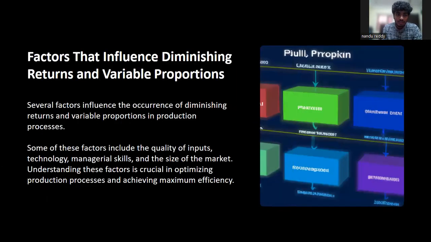Then we'll see the factors that influence diminishing returns and variable proportions. Several factors influence the occurrence of diminishing returns and variable proportions in the production process. Some of these factors include the quality of inputs, technology, managerial skills, and the size of the market. Understanding these factors is crucial in optimizing the production process and achieving maximum efficiency. See, this quality of inputs.